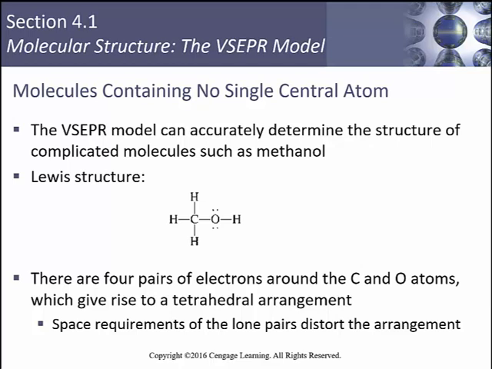So our VSEPR model can accurately determine the structure of complicated molecules such as methanol. This VSEPR model and the valence bond model work out really well for organic molecules, which is why we're teaching it to you. It's not the most sophisticated model out there. It's got some flaws and limitations, but it's really good for doing organic chemistry. And what are most of you going to do next? Organic chemistry. So our Lewis structure for methanol will look like this.